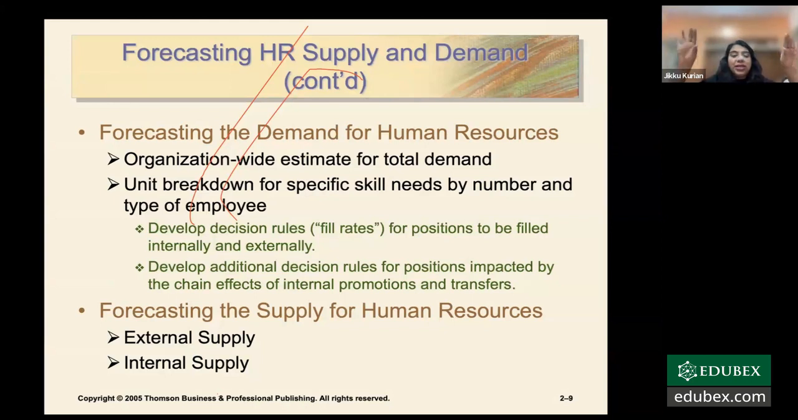So we try to understand the organization's needs, for example, 100 employees. Then we try to understand how many employees each department needs and what kind of skills are required. For example, how many accountants you need, how many welders you need, how many mechanical engineers you need. That is the skill requirement which each department has. Based on this, we will develop decision rules.